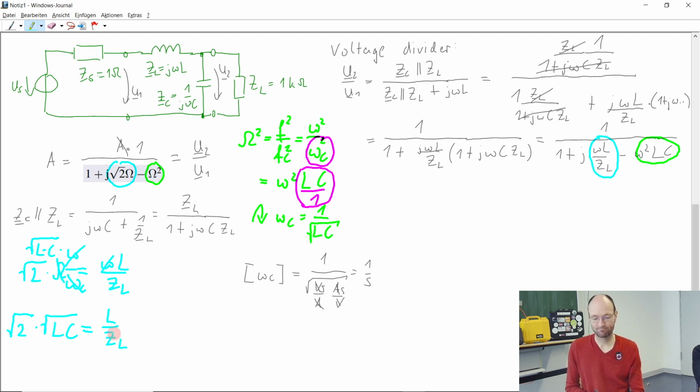And so now we have 2 equations for 2 unknowns. We have one equation. We know the corner frequency. The corner frequency is 200 Hertz. So we can calculate this angular corner frequency or cutoff frequency. And we know ZL. And so we have 2 equations for 2 unknowns, L and C. So now we need to solve this system of 2 equations. Yeah, any ideas for this?